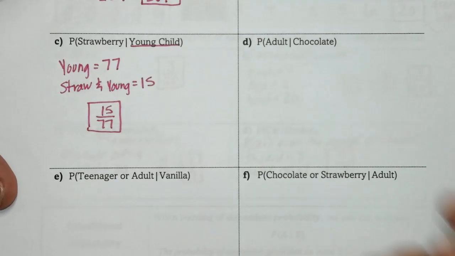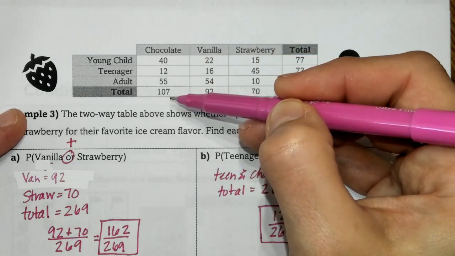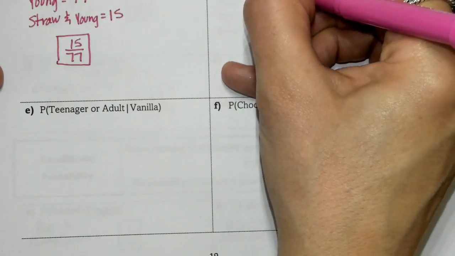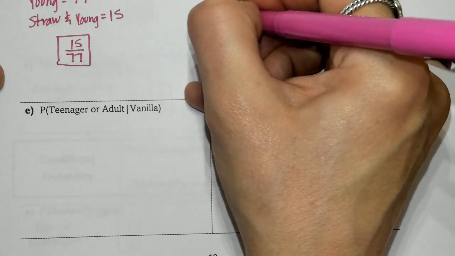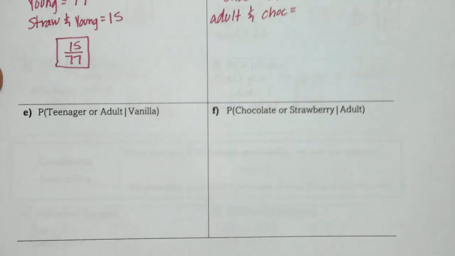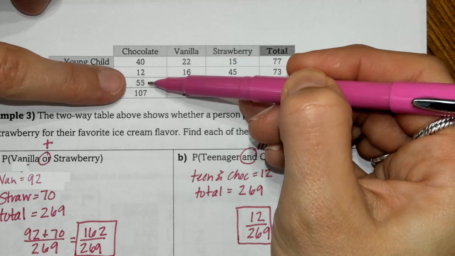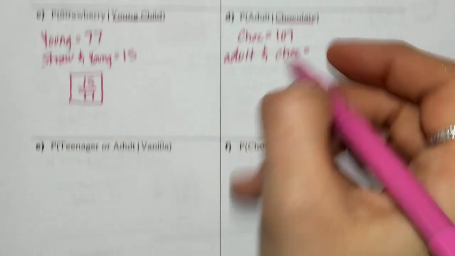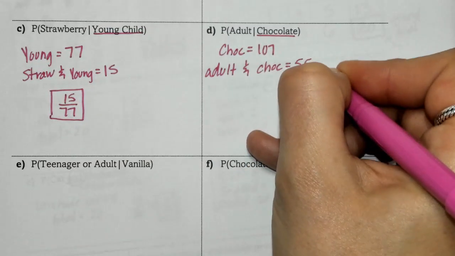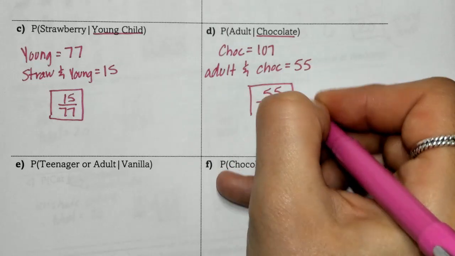All right, adult and chocolate. So let's look at how many adults, as long as they like chocolate. So we need to figure out how many chocolate we have first. Total chocolates, we have 107. Now we want to see how many adults like chocolate. So they're adult and they like chocolate. So let's look at that intersection. Adult and chocolate, where do they intersect? 55. So we wind up with 55 over 107, and this will be simplified also.